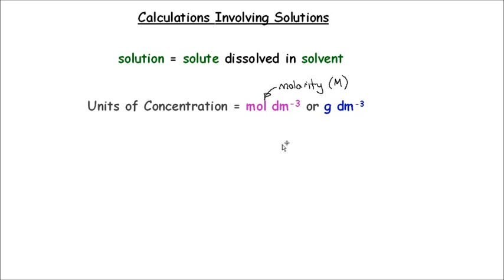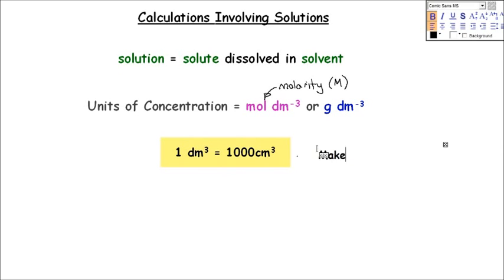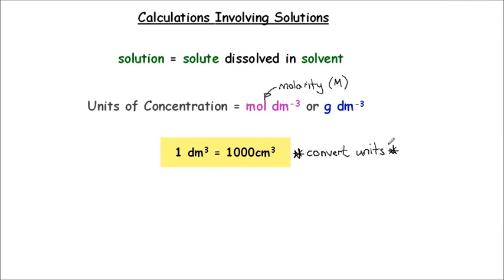Now let's come back to this dm cubed thing. This is decimeters cubed. 1 decimeter cubed is equal to 1,000 centimeters cubed. So in order to convert something into decimeters cubed, you divide by 1,000. Quite often examiners will give you a volume in centimeters cubed. You've got to convert that into decimeters cubed, and that's very important. So converting the units is very important, so make sure that you're in the right units before you start any of these calculations.